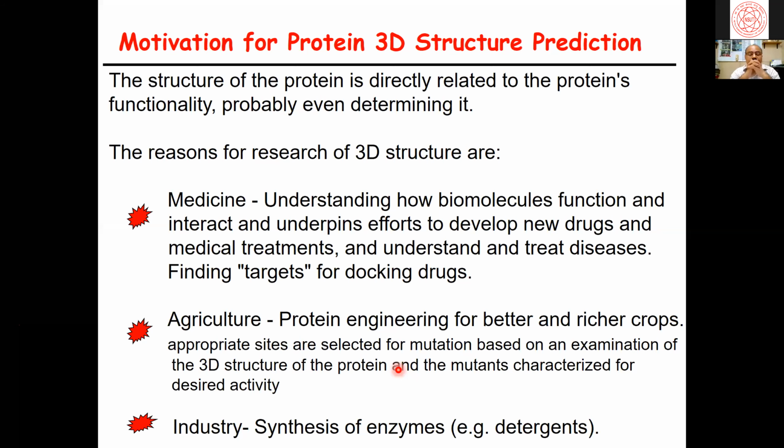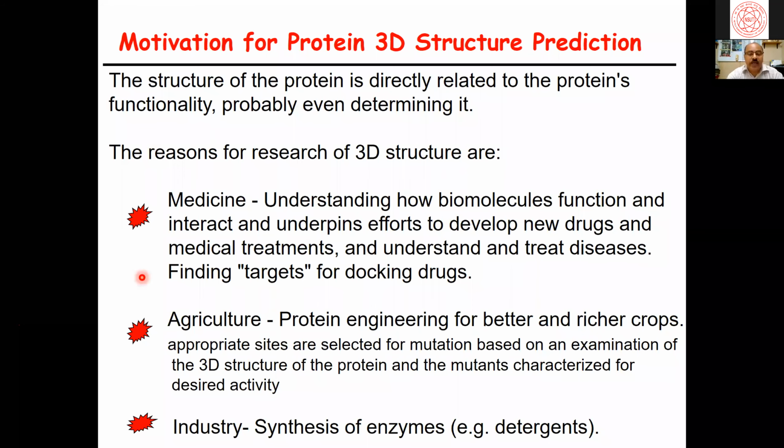And the structure of the protein has to be studied to understand its function, because the structure of a protein is directly related to the protein's function, probably even determining it. And so the reason for the research of 3D structures is foremost the reason for our discussion today: in medicine, understanding how molecules function and interact underpins efforts to develop new drugs and medical treatments and to understand and treat diseases.